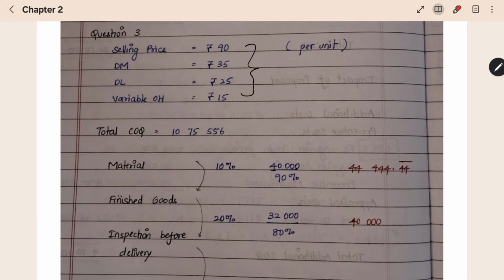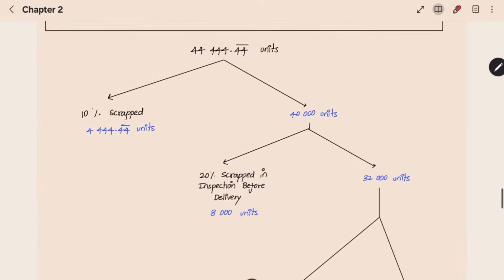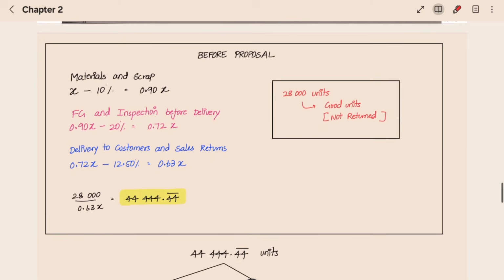In this, I have given the cost data. I have copied it as it is. The next thing we are going to see is the scrap of the material, how much it is happening and how we can calculate it.